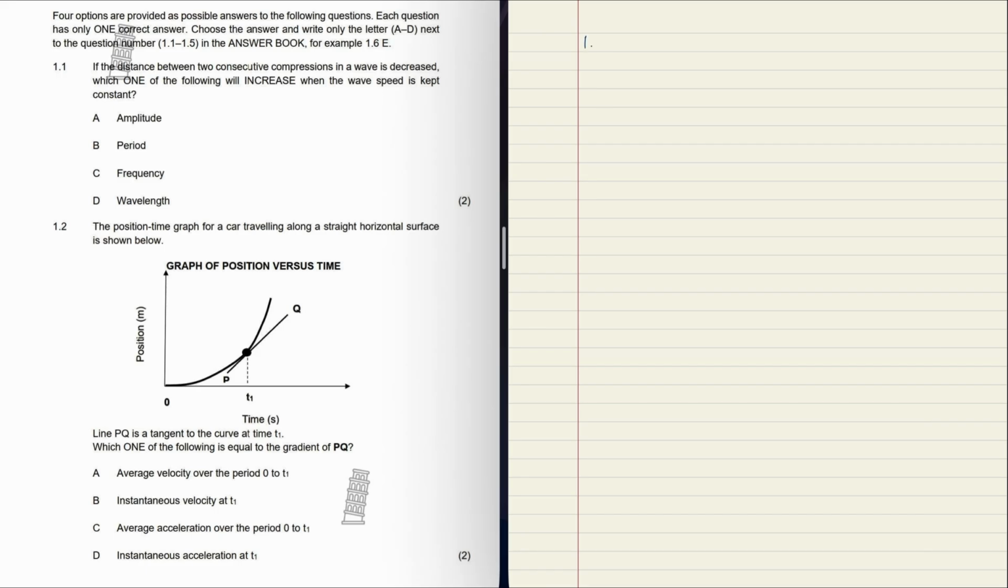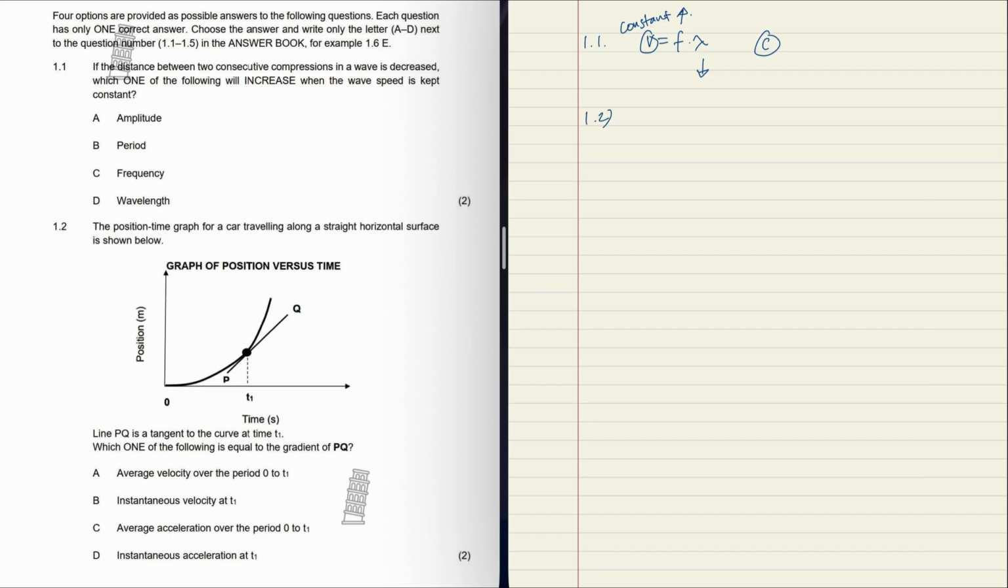So to answer this question, we can say that v is equal to f times lambda. If the distance between two consecutive compressions is decreased, it means that they are decreasing the wavelength. And if the wave speed is kept constant, that means that frequency and lambda are inversely proportional. So if lambda decreases, frequency will increase. The answer here is C.